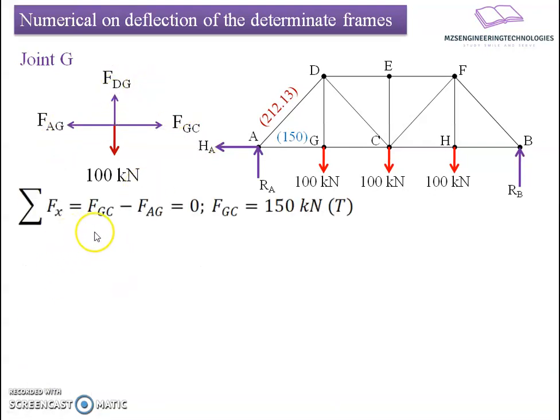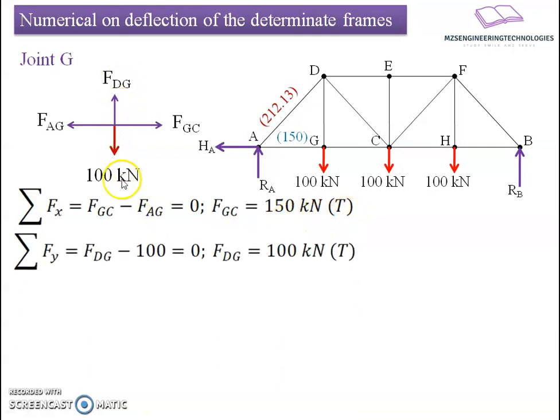If I take summation of forces in horizontal direction, it will be FGC minus FAG equals 0, so FGC equals 150 kilonewton tensile in nature. FDG minus 100 equals 0, which results in FDG equals 100 kilonewton tensile in nature. I will put these two forces in the picture for ready reference. Now the next joint will be joint D.